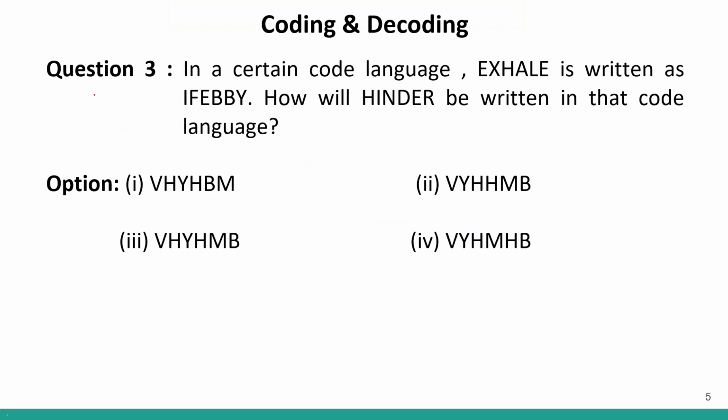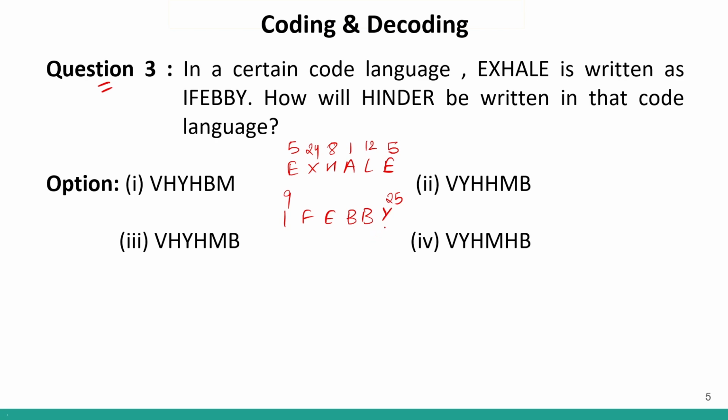Question number 3. In a certain code language, Excel is written as this, and how will Hinder be written in that code? So for Excel, let us find out. For Excel, the code is IFEBBY. E is 5, this is also 5. L is how much? 12. This is 1, H is 8, and X is how much? What is the forward rank for X? This is 24. I is 9, correct?